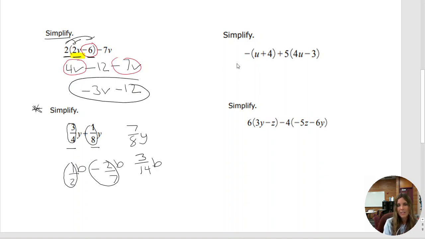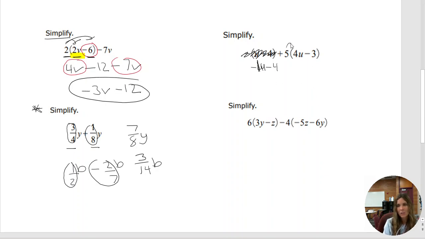Okay. For this next one, the thing I wanted you to recognize is that you have a subtraction sign in front of your parenthesis. Anytime you have a subtraction sign in front of your parenthesis, it changes the signs of both of the terms inside your parenthesis. Because this u is positive, we're going to change it to a negative. And because this 4 is positive, we're going to change it to a negative. Once we distribute that negative, this whole thing is gone. It became the negative 1u, and then a negative 4.